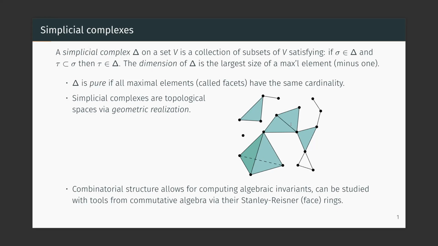So simplicial complexes, again, I probably don't have to sell this to people in the room here, but these are nice things. They allow for calculations of simplicial homology, other algebraic invariants. And what's also nice is that they can be studied with tools from commutative algebra. So people here, I'm sure, have seen Stanley-Reisner rings or face rings. We'll see a little bit of that in the talk, although I'll mostly avoid that. Trying to avoid most of the algebra here, but there is some commutative algebra underlying these guys.